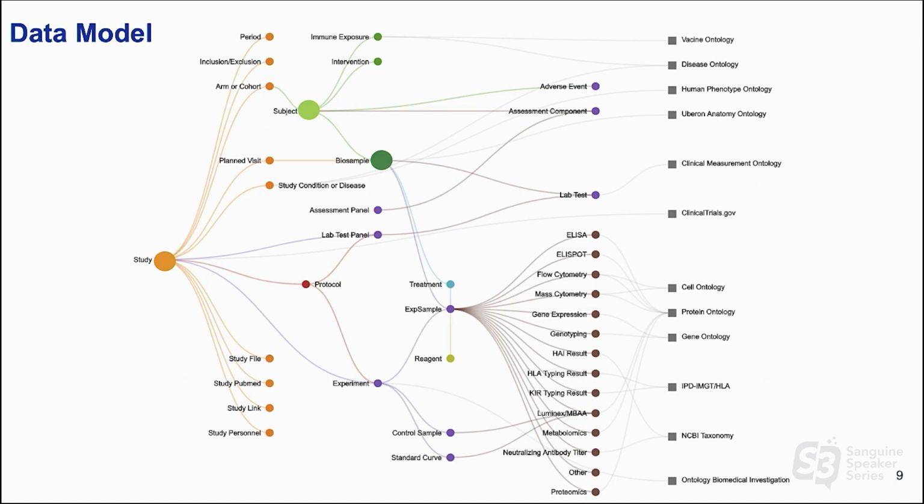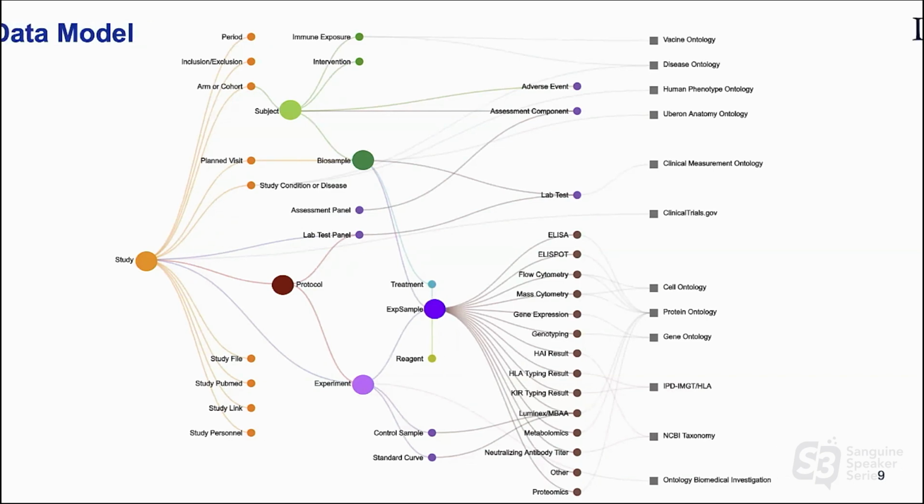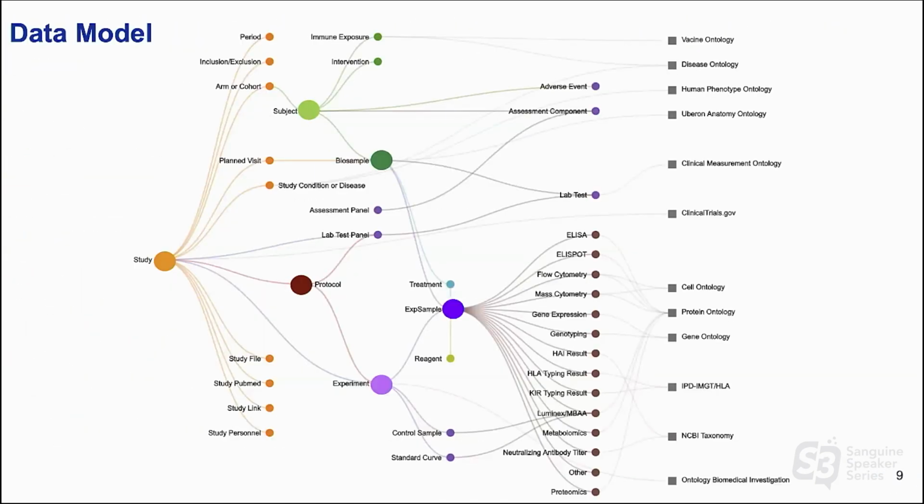From the subjects, you can have biosamples, and biosamples could be, for example, whole blood. And then from whole blood, you isolate the serum or plasma. That is considered to be an experimental sample. You run the experiments on these experimental samples. The protocols from the experiments are also curated in the database. From experimental samples, different types of experiments get carried out, from ELISA to flow cytometry and many other immune measurements.